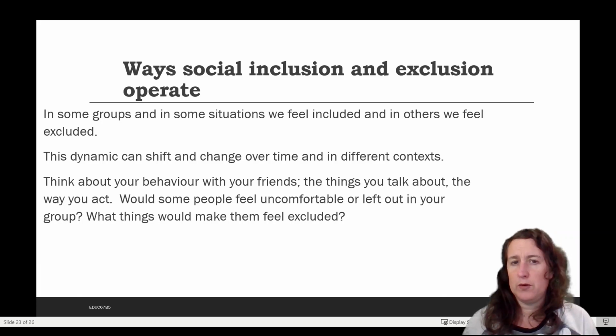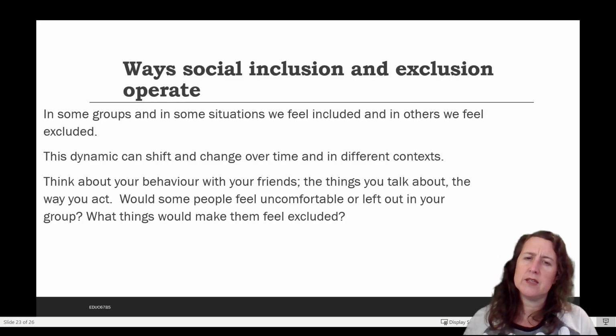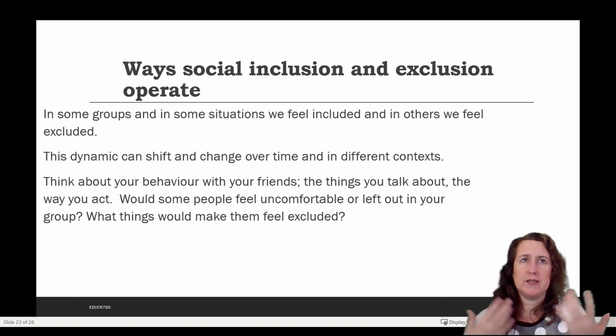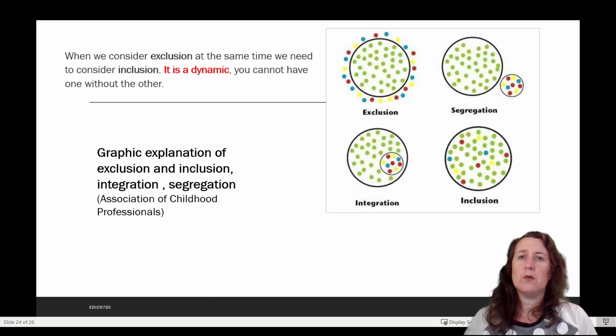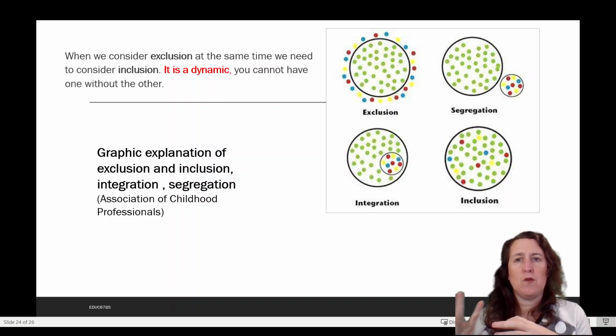Think about your behaviour with your friends, the things that you talk about, the way you act. Would some people feel uncomfortable or left out if they were part of your group, and what things would make them feel included and what things would make them feel excluded? And we see these dynamics playing out in schools all the time. So when we think of exclusion, at the same time we need to think of inclusion, because they work together. They're different sides of the same coin, and you can't have one without the other.